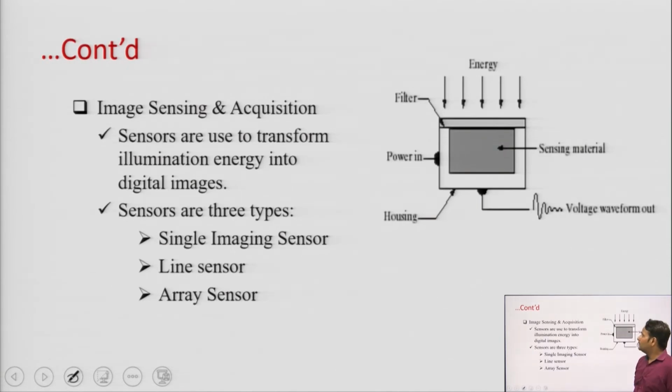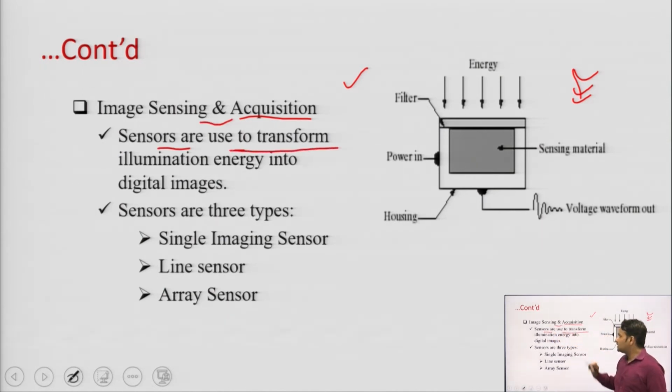After that, see another kind of acquisition process. The camera is one of the very important means by which you can do image acquisition. See, the complete phenomenon of this camera works as an image acquisition or sensing portion. Sensors are used to transform illumination energy into digital images. A completely digital image you can obtain using the camera.